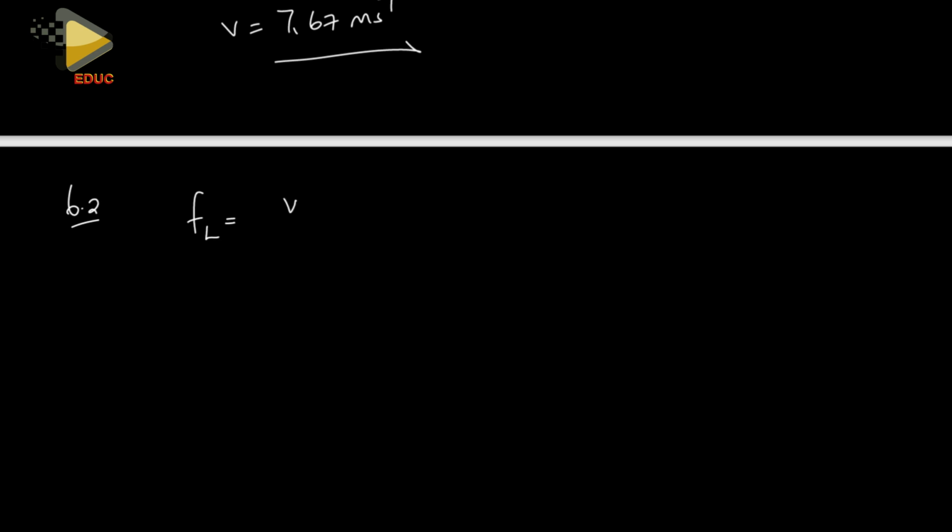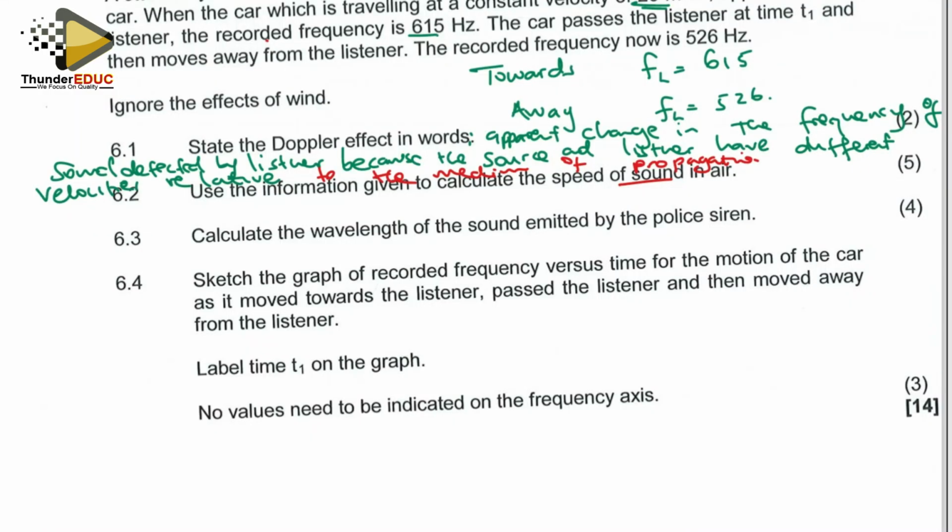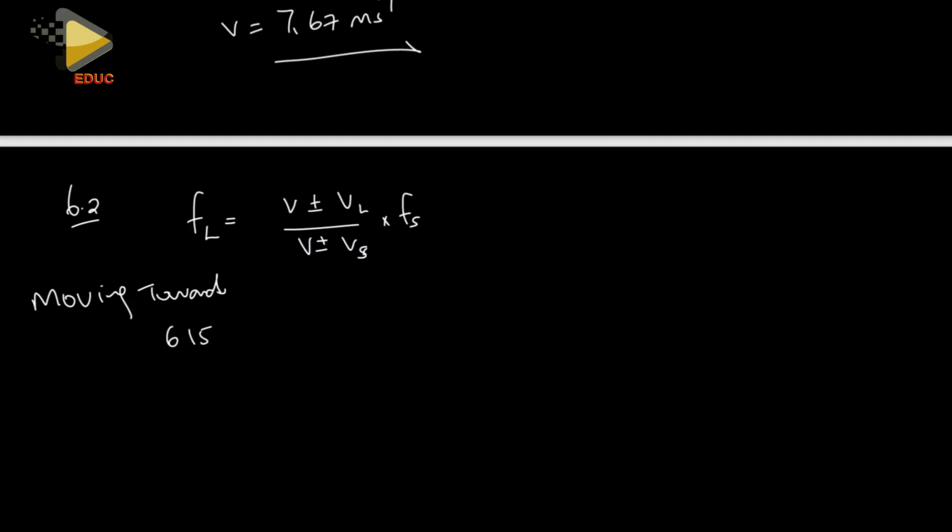listener is equal to V plus or minus VL over V plus or minus VS, multiplied by the frequency of the source. Okay? Now we have two scenarios. When the police car is moving towards the listener, what is the recorded frequency? We said it was 615. Okay, 615 is equal to V, which we need, plus the velocity of the listener, which is 0, over V.